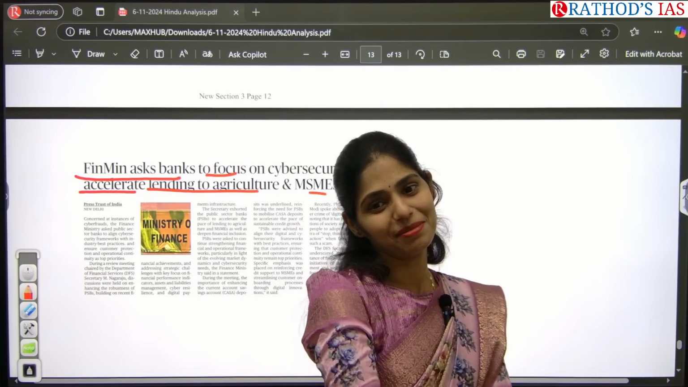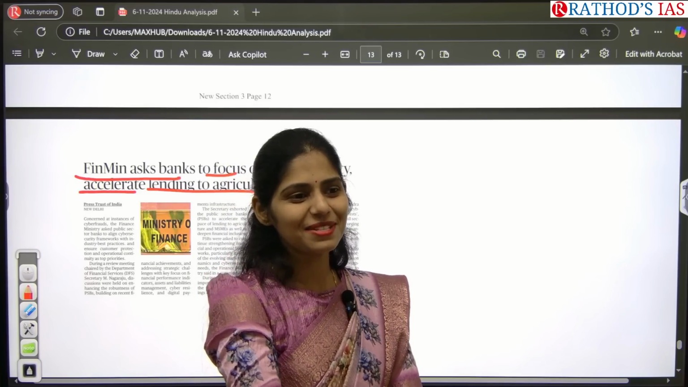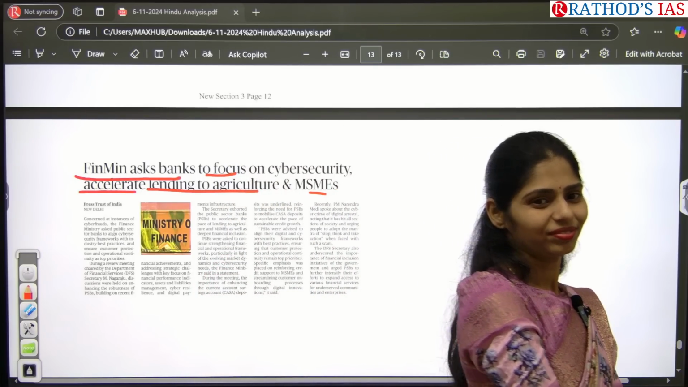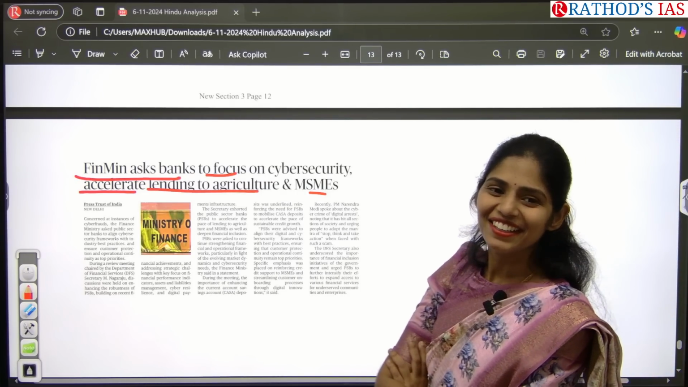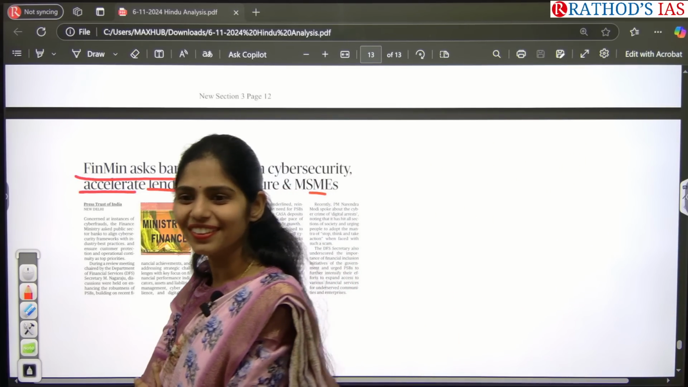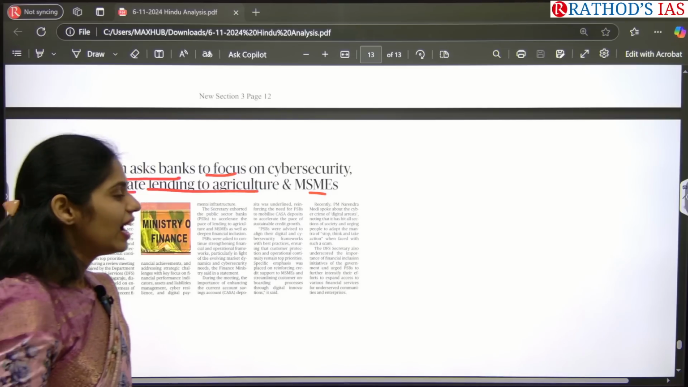What about MSME then? What are the problems faced by MSMEs? Lack of funds. Apart from that, tell me. Okay, see this article once after this class.